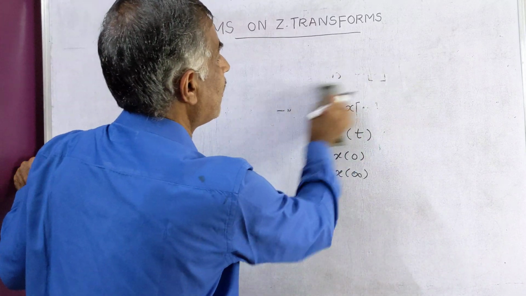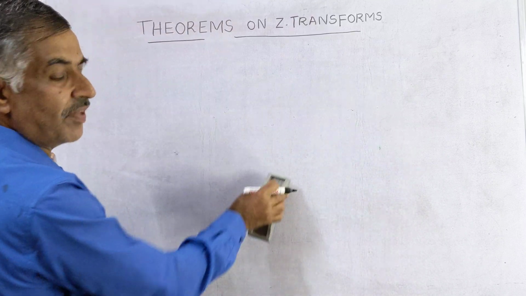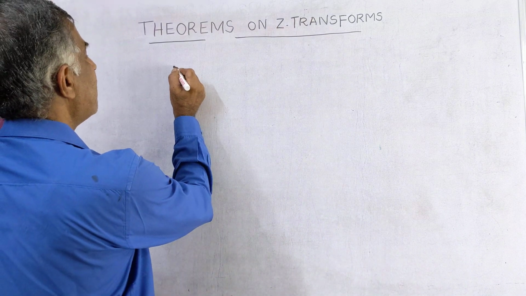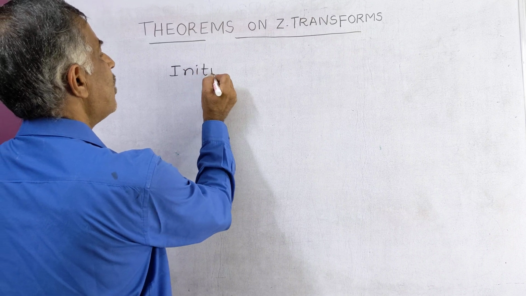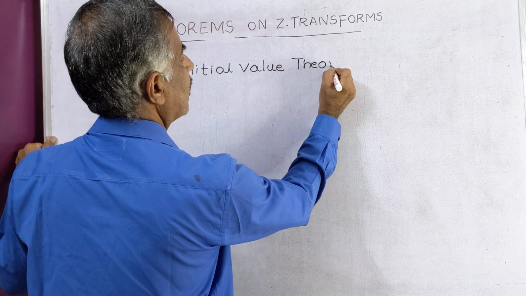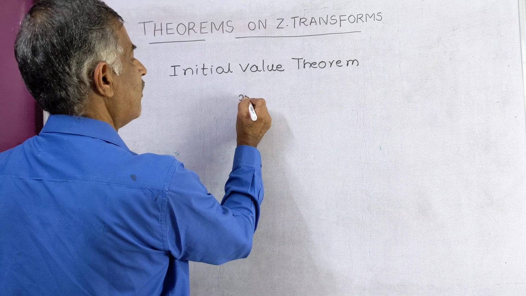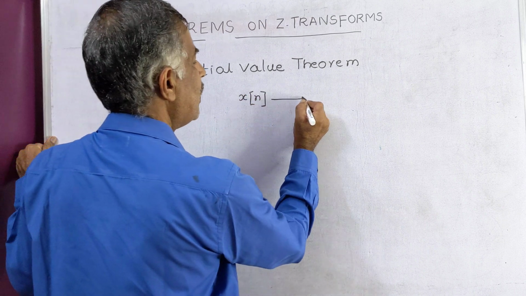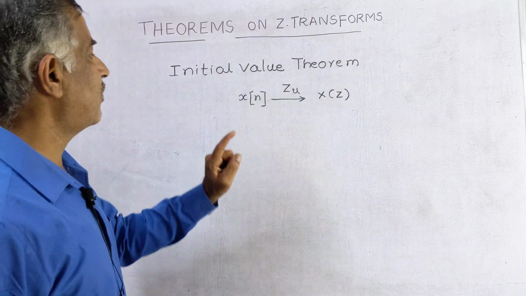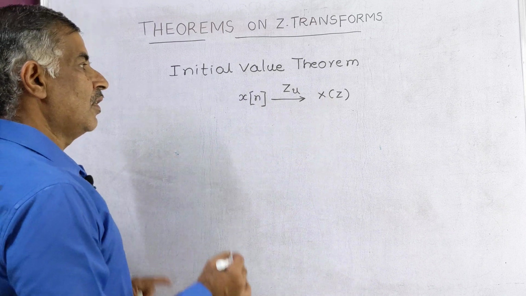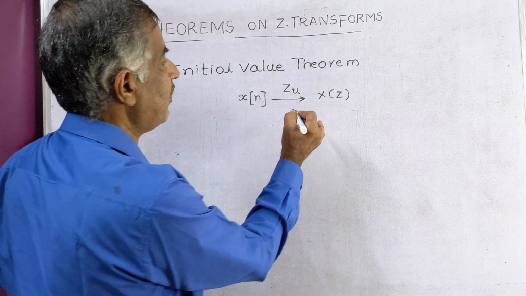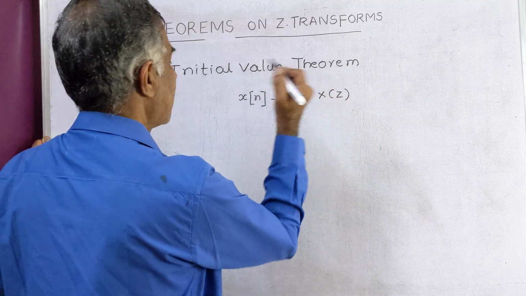Now, first, I will take up the initial value theorem. It is very simple to prove the initial value theorem compared to the final value theorem. So, what is this initial value theorem? The initial value theorem is stated in this manner. First, assume that you are given x of n and its unilateral z transform is x of z. Now, this x of n is causal. That means it is right sided.